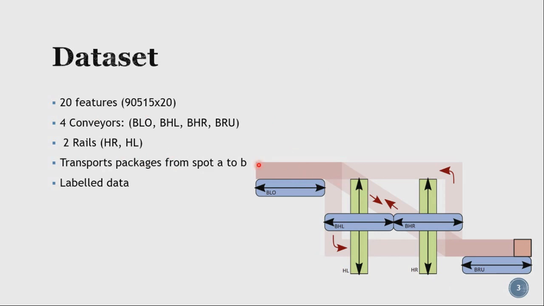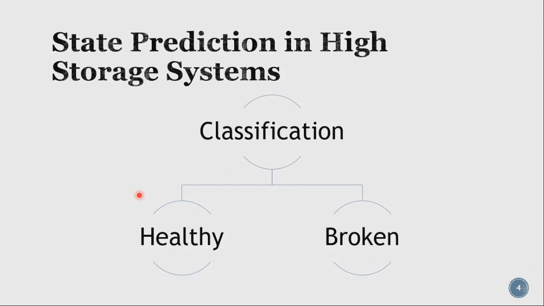What they do is that they basically transform packages from spot A to spot B, like here. This is a package, and this is how it moves. The dataset includes binary labeled data, where one represents faulty or broken records and zero represents the healthy ones. So it's obvious that what we need to do now is to create a classification model that can predict whether a record is a healthy or broken one.